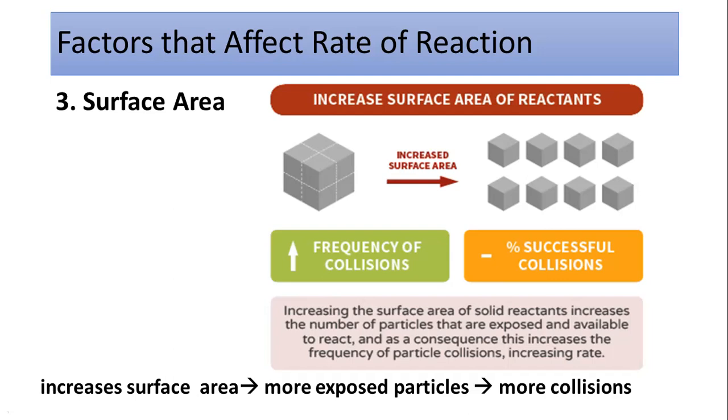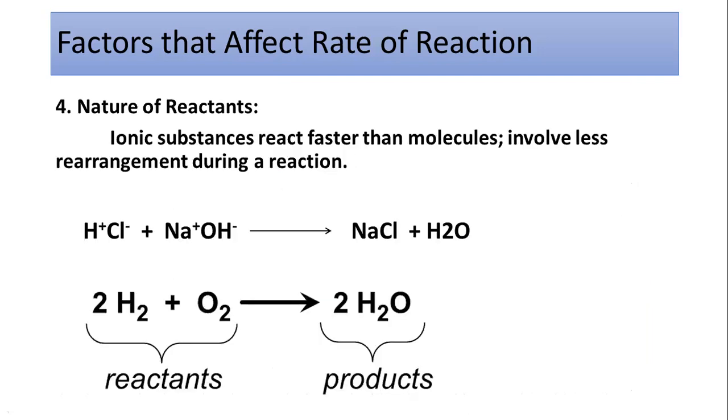So moving to the fourth factor, this is the nature of the reactant. And the nature of the reactant, ionic substances react faster as compared to the molecular. So what is happening over here? So I have shown over here two examples. This is again a very simple example, one of the acid-base reactions.